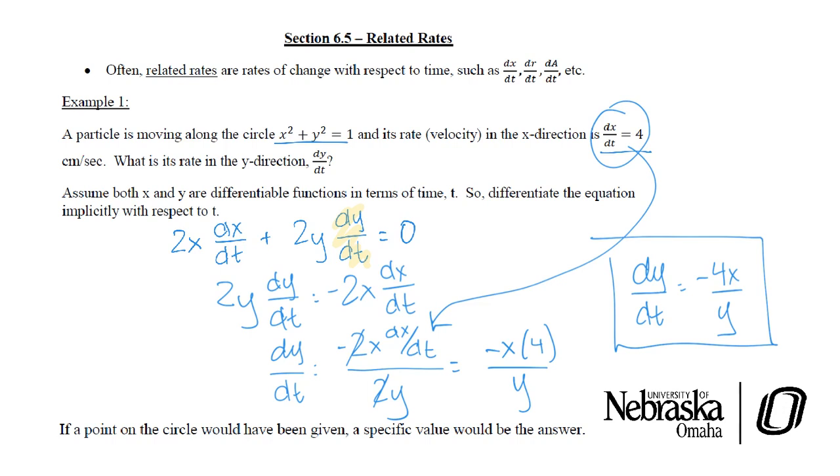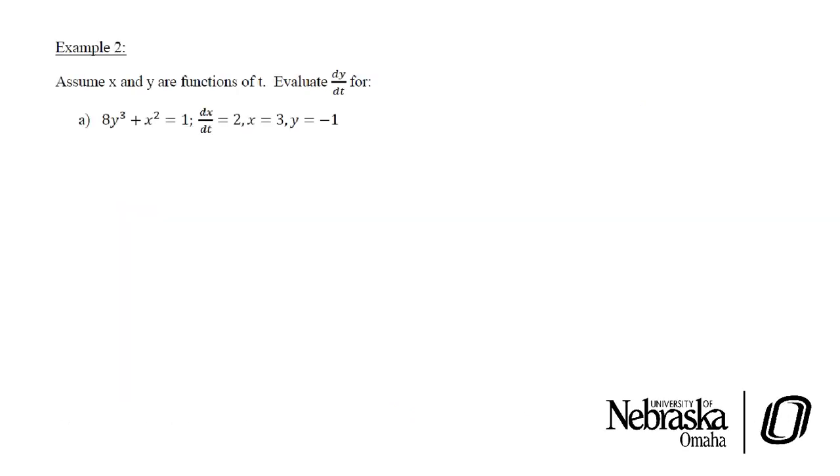So if they wanted to know at an x and y coordinate, we would just plug in those values for x and y. But of course, in this example, they don't give us any more information. So the next example says, assume x and y are functions of t, evaluate dy/dt for 8y cubed plus x squared equals 1. We're given dx/dt, and we're given x and y values this time.